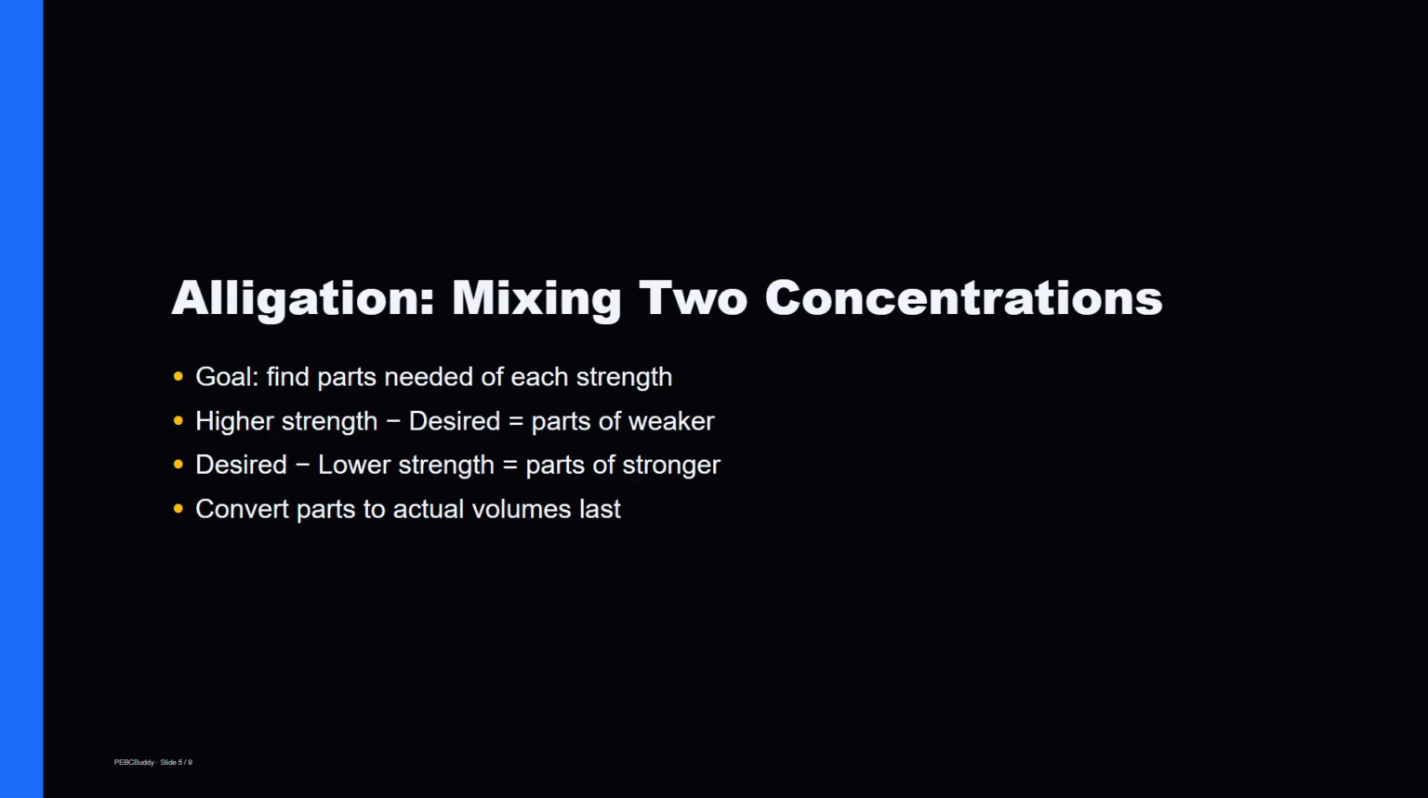Higher minus desired gives you the parts of the lower strength solution you need. Desired minus lower gives you the parts of the higher strength solution. Add those parts together for your total, then set up a simple ratio to get actual volumes. The key habit: always do your subtractions diagonally and never convert to volumes until you've finished the ratio step. Rushing that last conversion is where arithmetic errors sneak in.